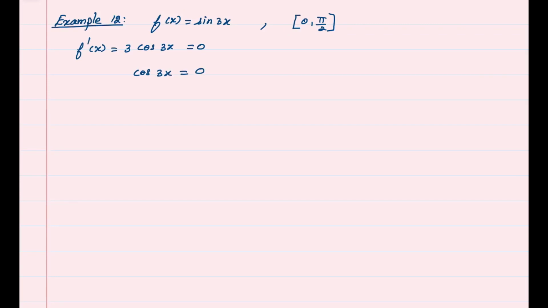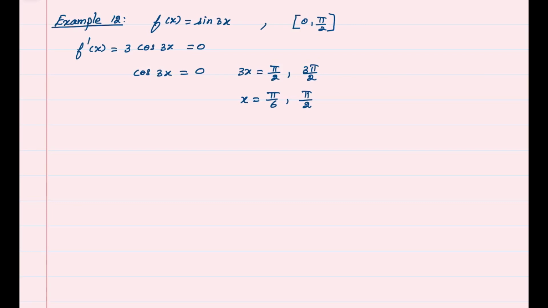Let us do example 12. Find the intervals in which the function given by f of x equal to sin 3x, x belonging to the closed interval 0 to pi by 2, is increasing or decreasing. Let us find f dash of x. Derivative of sin is cos 3x into derivative of 3x, which is 3. We will equate the first derivative to 0. Cos 3x is 0. That is 3x will be pi by 2, 3 pi by 2, etc. But we have to see the values which are in the given domain. Therefore, we get x as pi by 6 and pi by 2, that is dividing by 3.